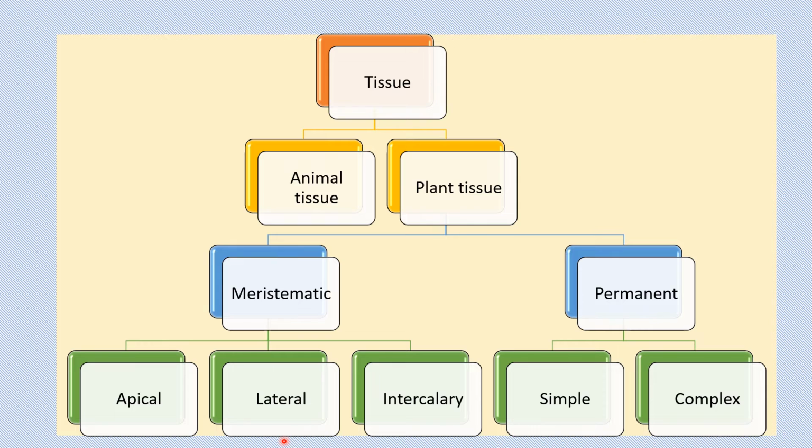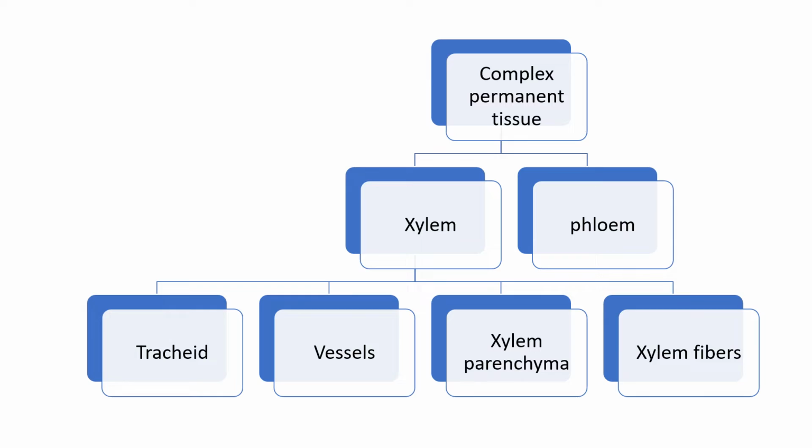In the previous video, I already discussed plant tissue. Plant tissues are generally of two types: meristematic and permanent. Meristematic tissues are also divided into three types: apical, lateral and intercalary. Then, permanent is also divided into two types: simple permanent and complex permanent. In the previous video, I already discussed meristematic tissues and simple permanent tissue. Today, we will discuss complex permanent tissue.